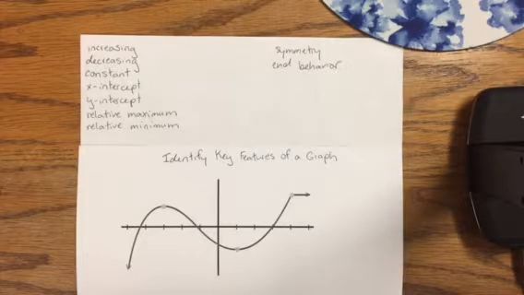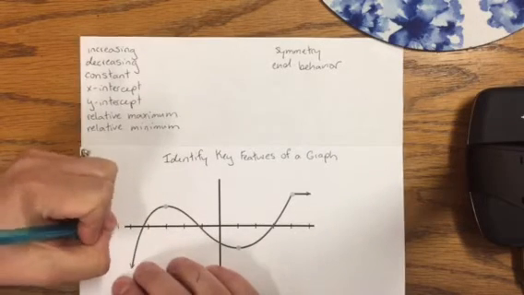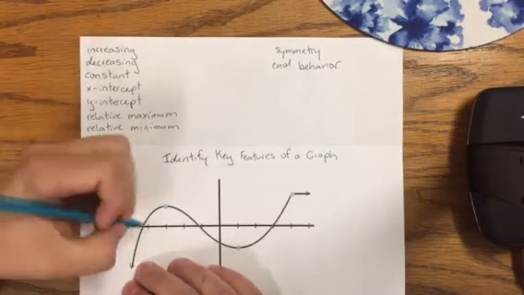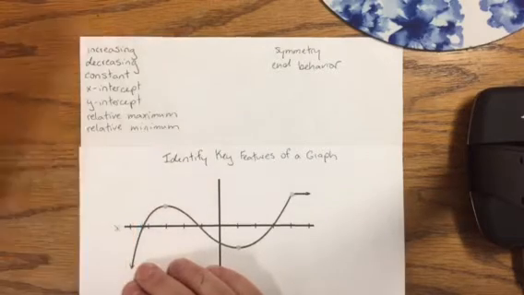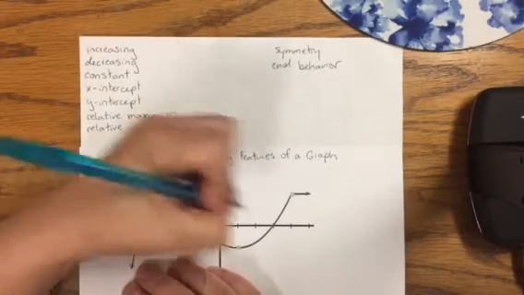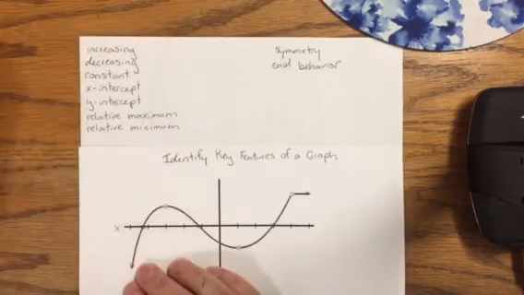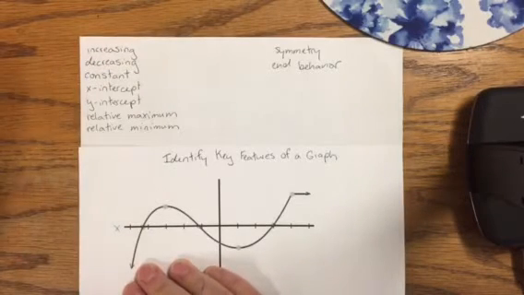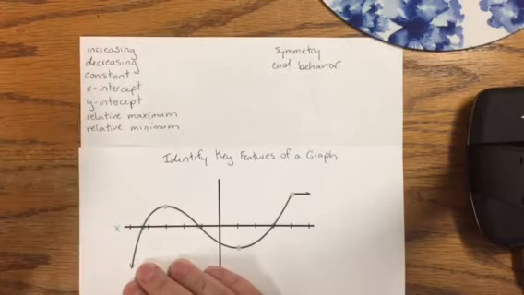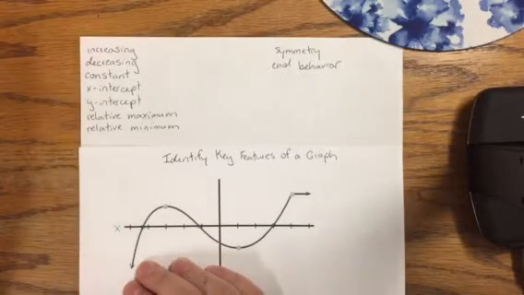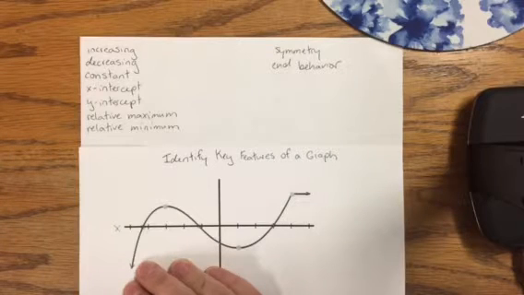So the x-intercept is going to be any point or points that cross the x-axis. And if you remember, this is our x-axis. So it looks like we have one here, here, and here. Hopefully I got them all. So we want to make sure that we write down the x value. It's your decision if you want to just make a list of the x values or if you want to actually write them as ordered pairs.